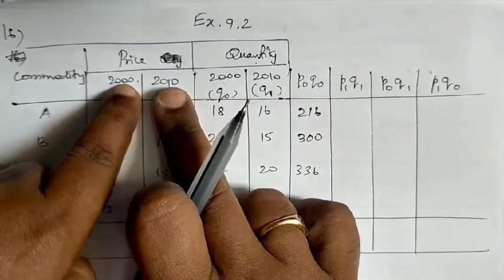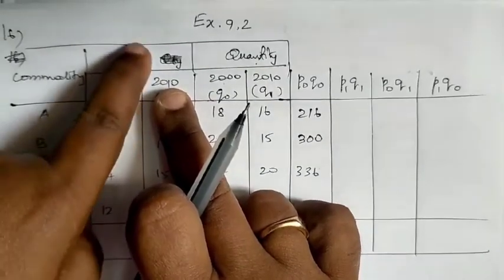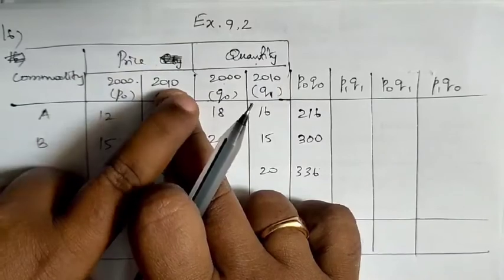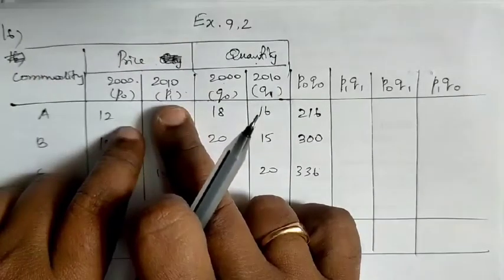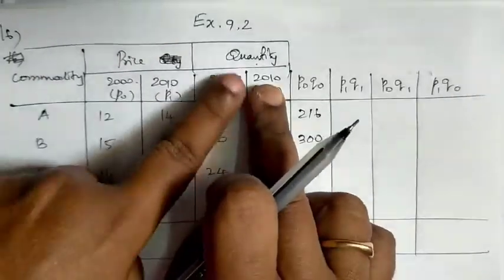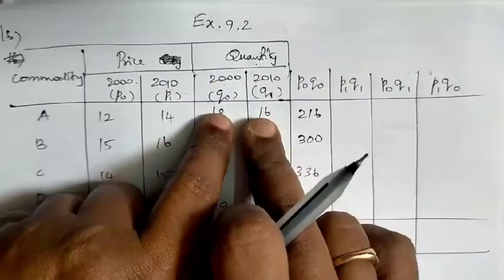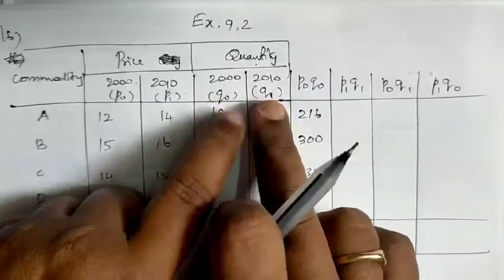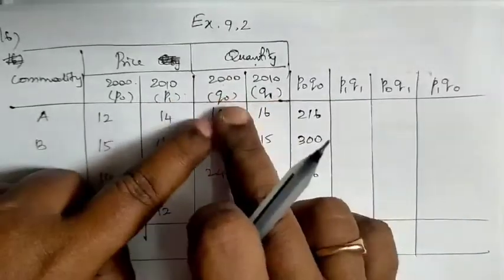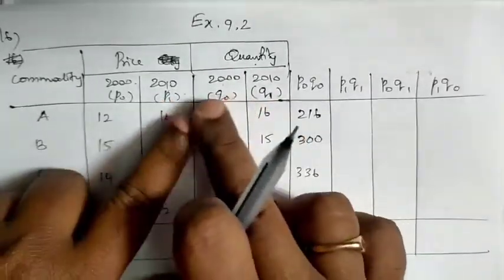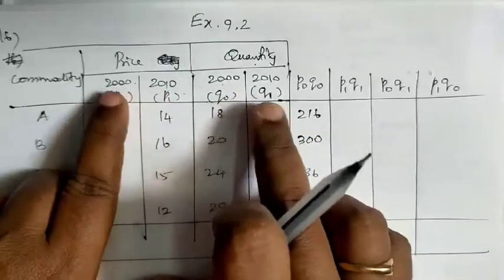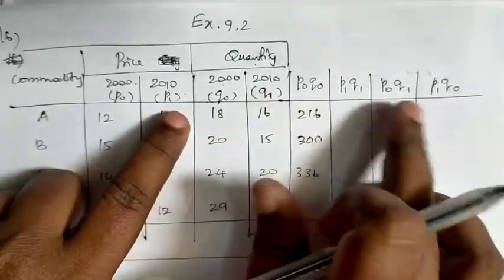So 2000, that is the base year, the price is P0. Okay, current year price is P1. Similarly, quantity in the base year is Q0, quantity in the current year is Q1. Name it properly. The P0, P1, Q0, Q1 will not be in the position that you should assign. After assigning the names only, you are going to prepare 4 more columns.